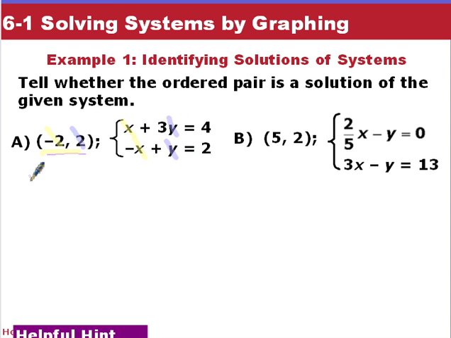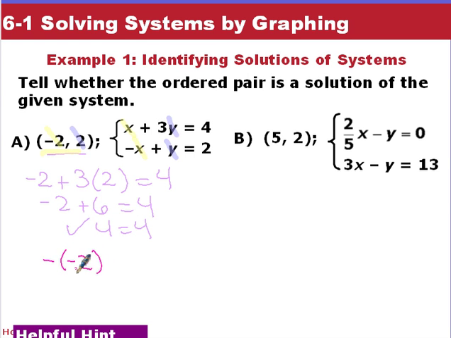So our first one, we're going to get -2 plus 3 times 2 equals 4. So -2 plus 6 equals 4. So we get 4 equals 4, and yep, that's true. Now let's check our second equation. Negative, and our x is a -2, so notice there's two negative signs here, plus 2 equals 2. So we get 2 plus 2 equals 2, or 4 equals 2, and that's not true.